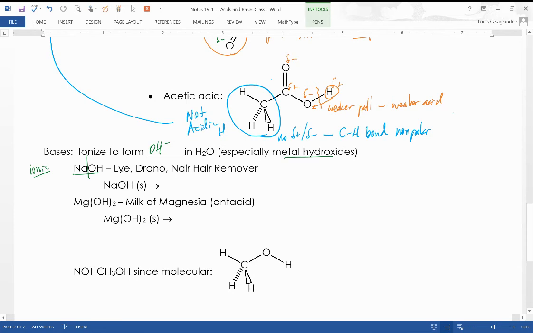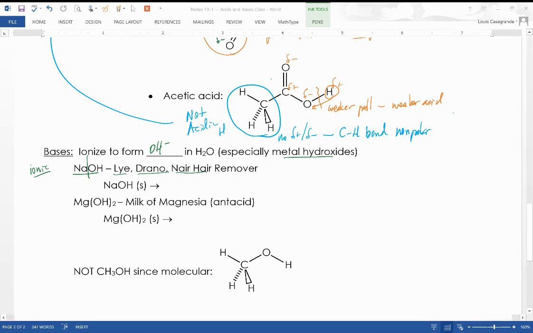And sodium hydroxide is a major ingredient in lye and Drano, which help clean up clogs in a sink. Hair remover, if you ever use any of those chemical depilatories like Nair or Neat, I don't know if those both exist anymore, I think one of them does. You're actually putting some sodium hydroxide onto your skin. And if you're not careful, I think they tell you to be very careful, that you could actually get chemical burns from it.